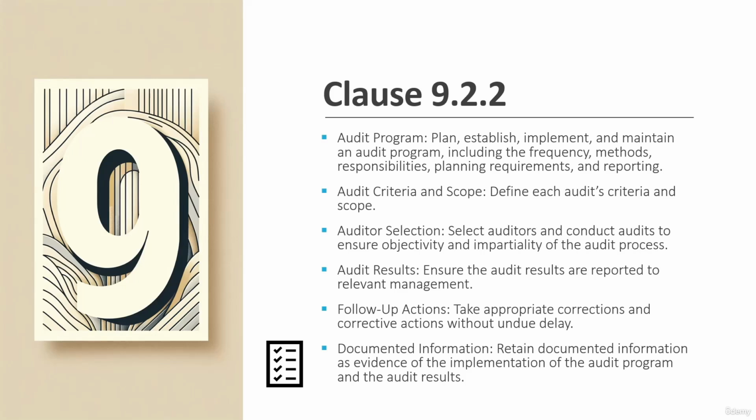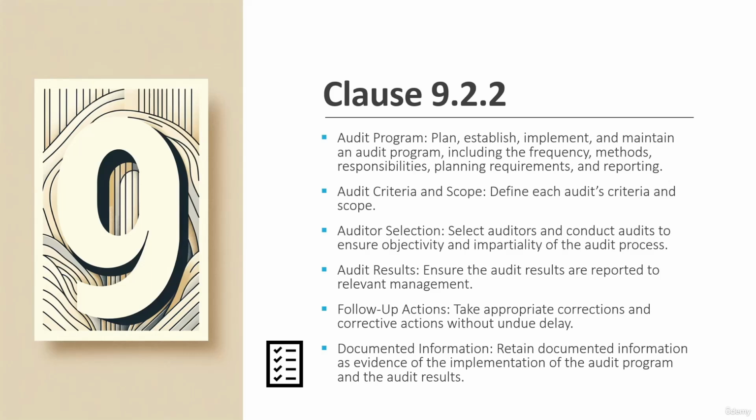Now, the second part of this clause explains more details about internal audits, what is expected as per 9001. ISO 9001 requires that organizations plan, establish, implement and maintain an audit program. In the audit program, they will include the frequency, method, responsibilities, planning requirements and reporting. For each audit, the audit criteria and scope are required to be defined: what criteria the audit is based on, what is covered in this audit and what is not covered.